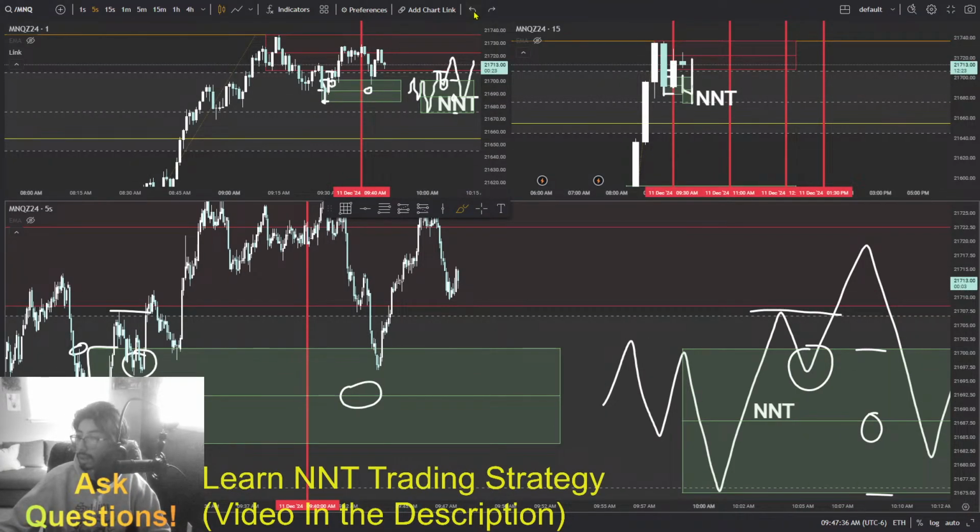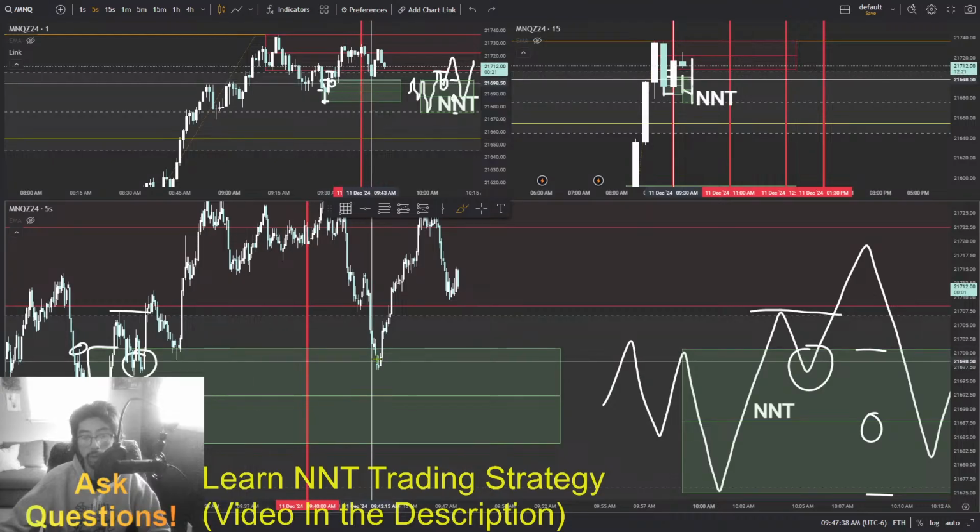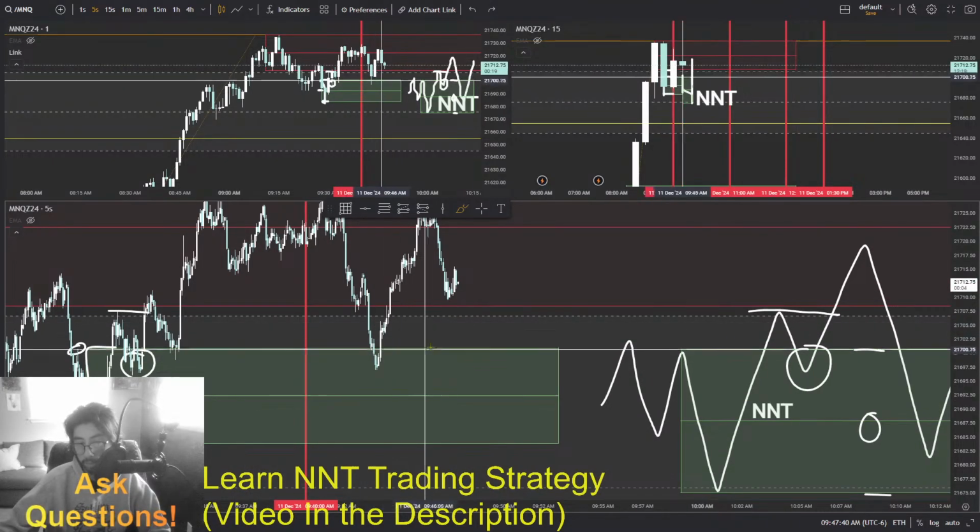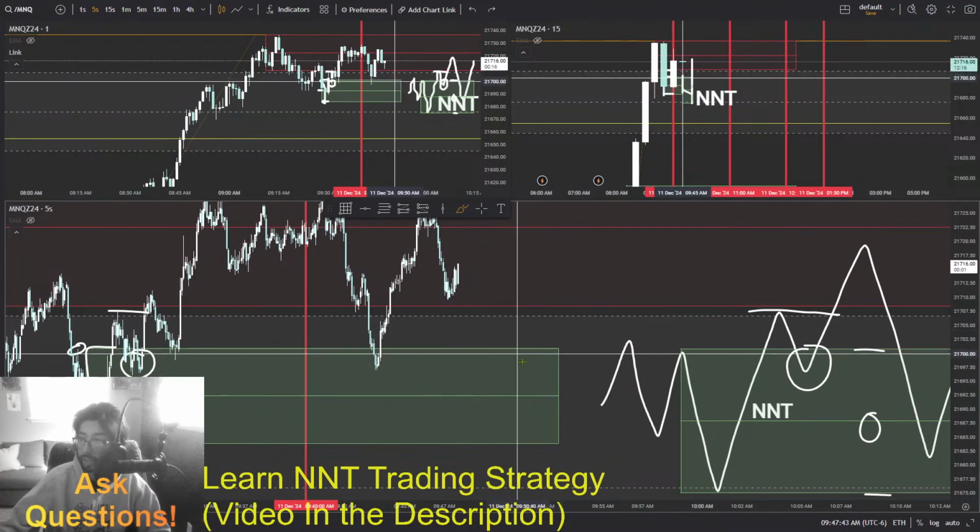One thing that I do is that if we get more than 2 taps on the zone and we get 3 taps, I take the order off.